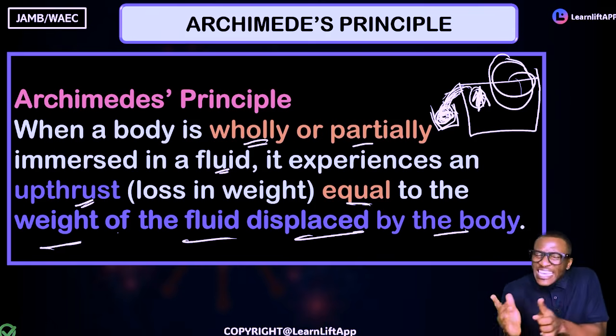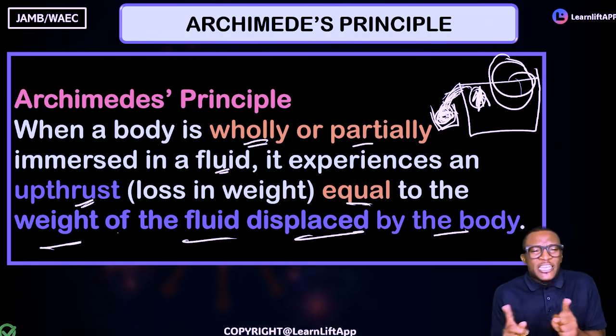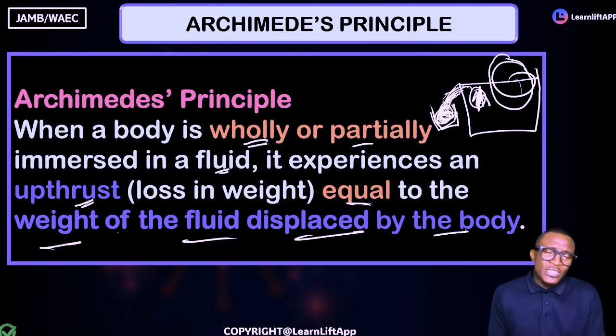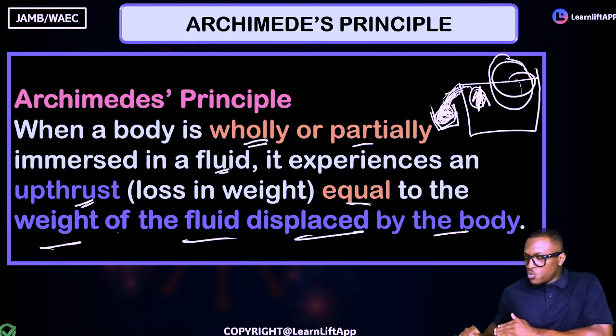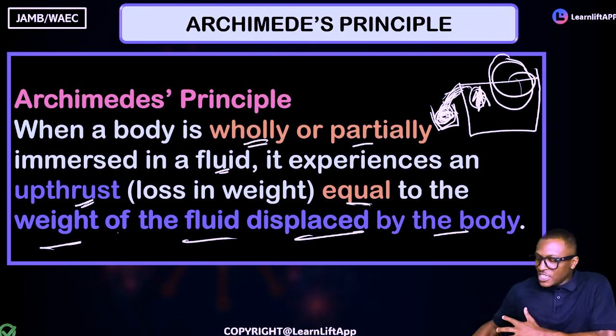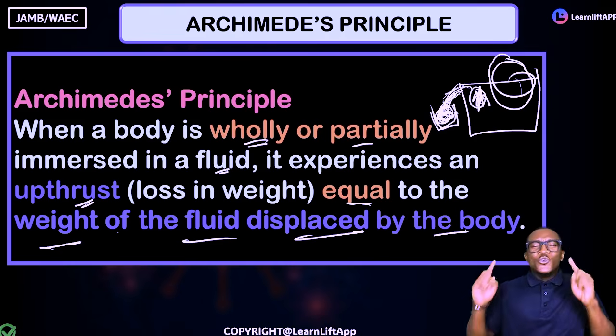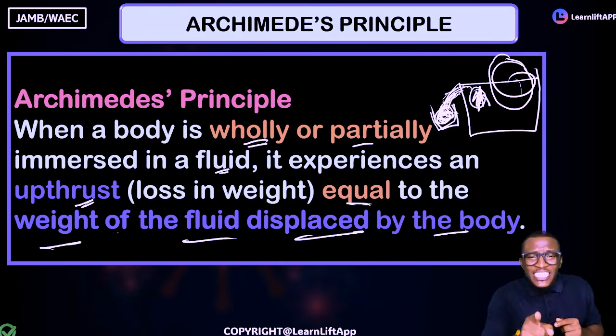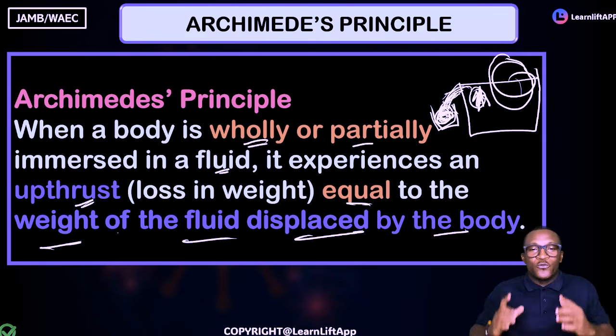The Archimedes principle says that when a body is totally or partially immersed in fluid, it experiences an upthrust which is equal to the weight of the fluid displaced. You need to catch it in your brain. Catch it, that boy, catch it, that girl, catch it. Because we're going to use that concept to answer a lot of questions.